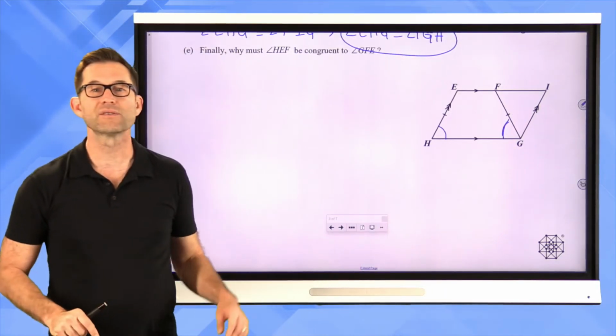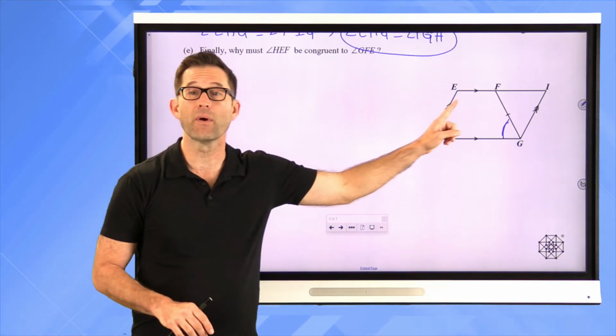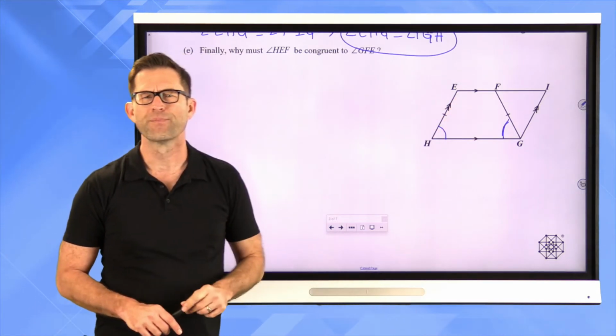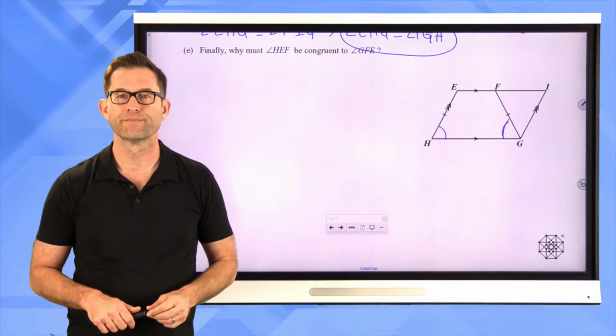And the final piece, why must angle HEF be congruent to angle GFE? So the last little piece is that we want to just explain why this angle must be congruent to that one. Pause the video for a moment and think about why that would have to be true.